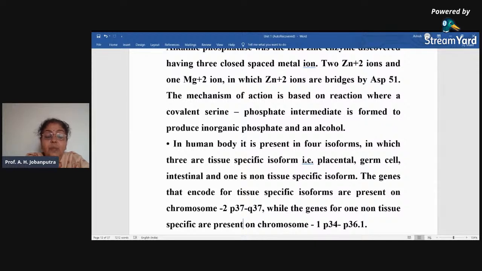3 टिश्यू स्पेसिफिक आहेत कारण ते त्या टिश्यूज मध्येच दिसतात. एक प्लासेंटा मध्ये, एक जर्म सेल मध्ये आणि एक इंटेस्टिनल सेल्स मध्ये आणि एक जनरल आहे. So it is known as non-tissue specific. The genes that code for tissue specific isoforms are present on chromosome 2. So they are P37, Q37, while the genes for non-tissue specific are present on chromosome 1.